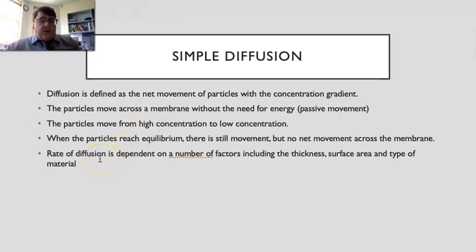Diffusion will depend on a number of things: how thick the membrane is, the surface area of the membrane, and the type of material the membrane is made out of. Lots of things will control the diffusion rate.